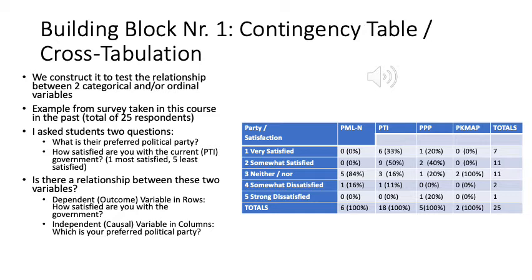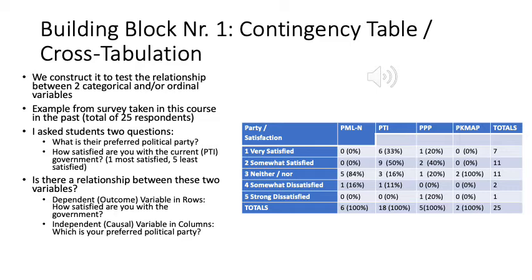Now the tool that we're going to use to test the relationship between two variables is a contingency table, a cross tabulation. That's our building block number one. Now I know some of you start having a panic attack when you see numbers like this, but don't. Relax. Go through this presentation. So we construct this contingency table to test the relationship between two categorical variables, or two ordinal variables, or one categorical and one ordinal variable. And that's what we're going to do in this class.